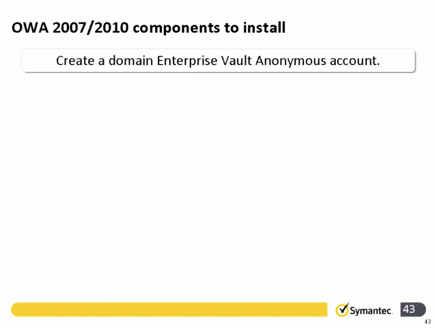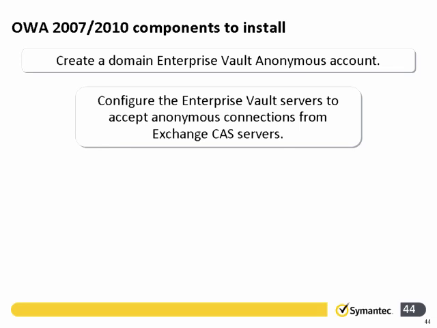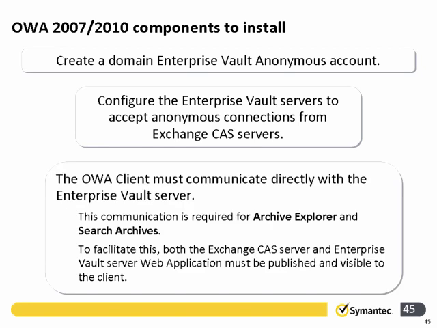What components do we need to be able to install in order to install the Outlook Web Access 2010 and 2007 components? You will need to create a domain Enterprise Vault anonymous account, just like we did for Outlook Web Access 2003. You will have to configure the Enterprise Vault servers to accept that anonymous connection from the Exchange client access servers. And the Outlook Web Access client must be able to communicate directly with the Enterprise Vault server, and this is for communications with the Archive Explorer and Search Archives.